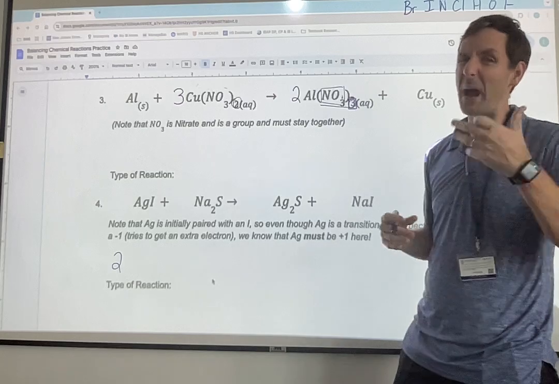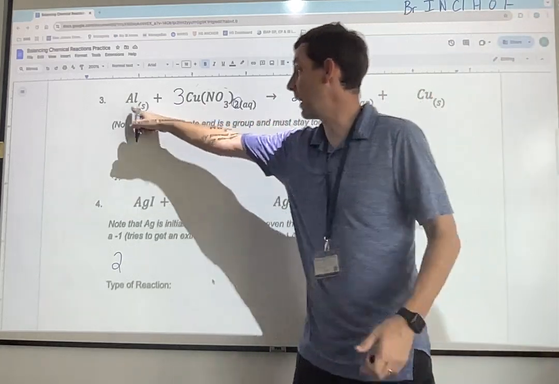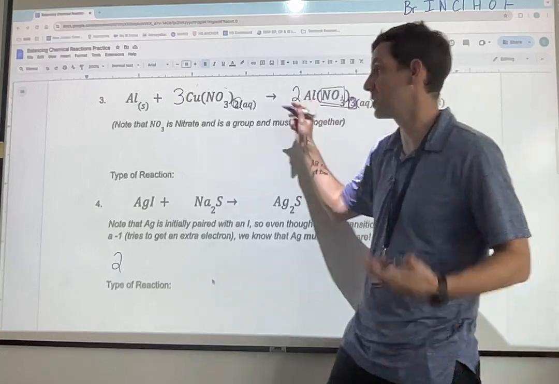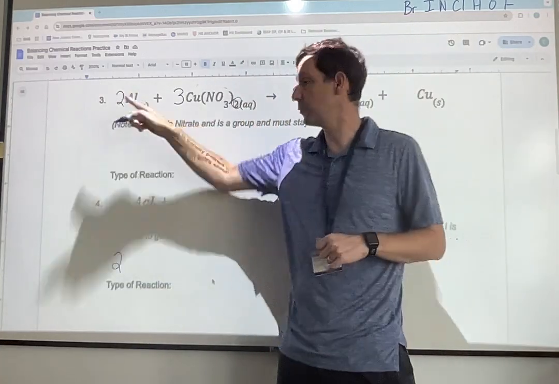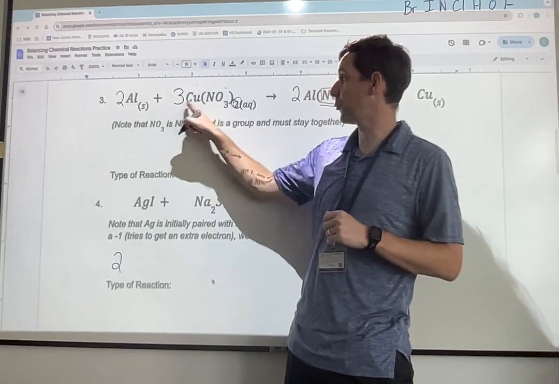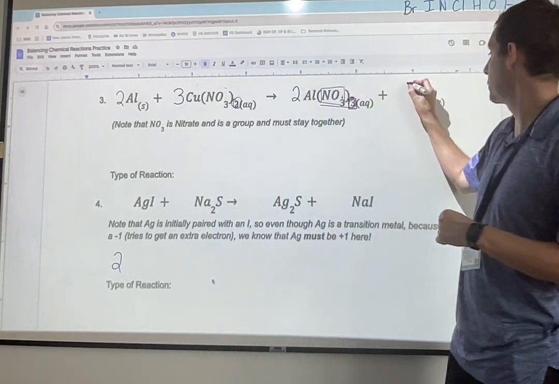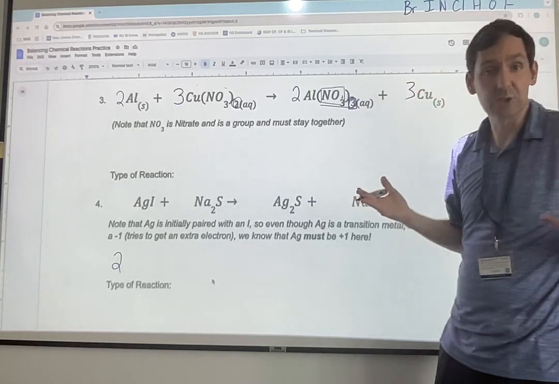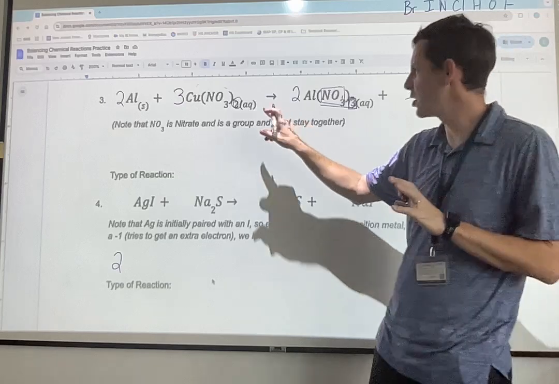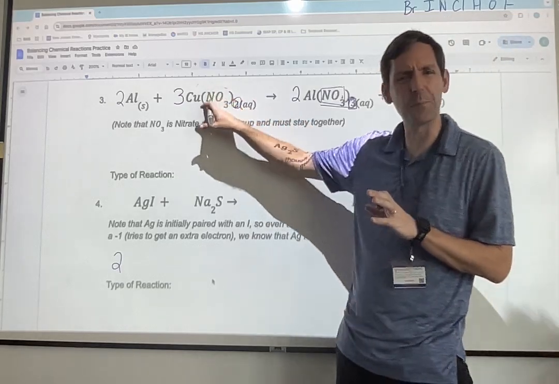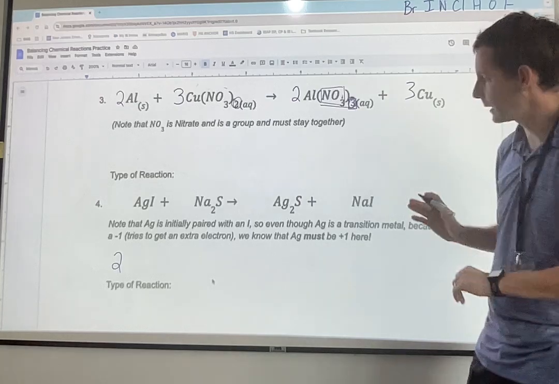Now I have to go back and double check all the other elements. So I have 1 aluminum here, and I've got 2 here. That's pretty easy to solve. I just put a 2 there. Now I have the same number of aluminums. And then I see 3 coppers here, so I need 3 coppers on the other side. I'm just going to put a 3 there, and that balances the coppers. So again, not too bad. It was a little challenging dealing with this new idea of the polyatomic ion, but all in all, not too bad of a problem.